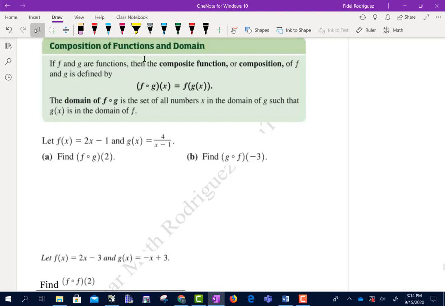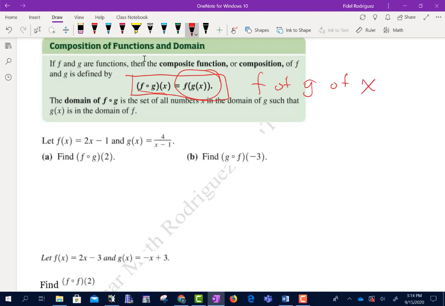So the next thing we have is something called composition of functions. And it says if f and g are functions, then the composite function or composition of f and g is defined by, and so we have it right here. Sometimes people call this the fog because it looks like fog. And it says f of g of x is equal to f of g of x. That's kind of how I read that. So I would say f of g of x.